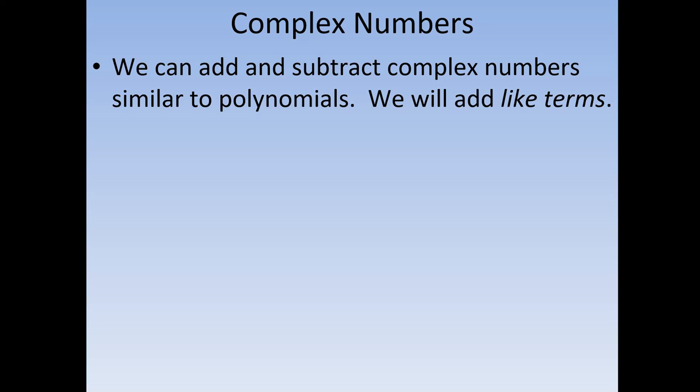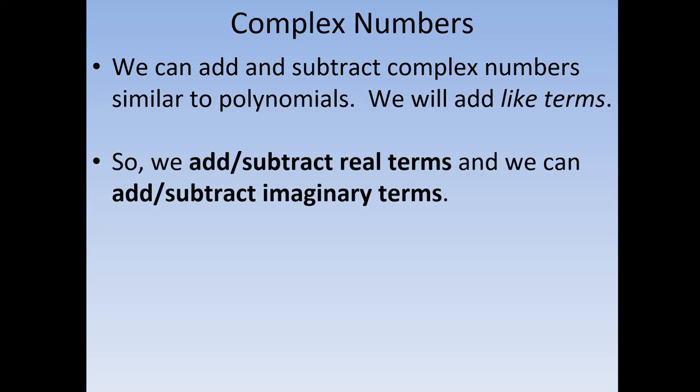Now, when we have multiple complex numbers that we're either adding or subtracting, we're going to combine them the exact same way we do with polynomials, where we're going to add and subtract like terms. What that means is the terms that are real get combined, the terms that are imaginary get combined, until we have our final complex number. So we add and subtract the real terms, add and subtract the imaginary terms.